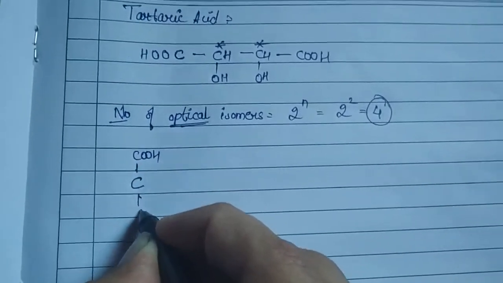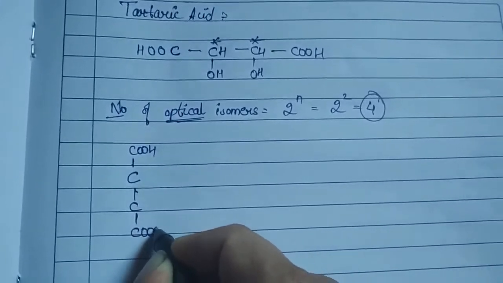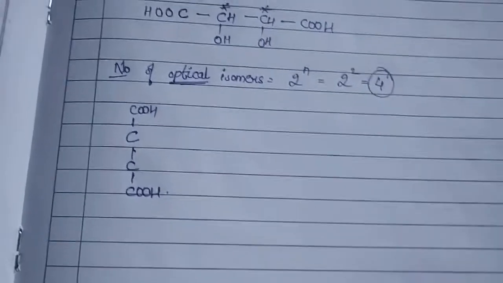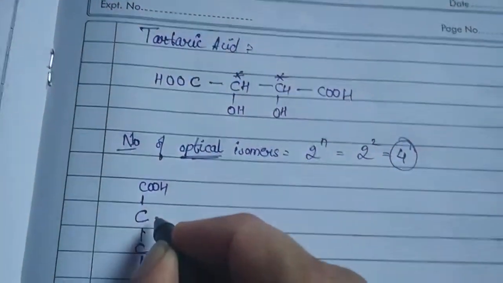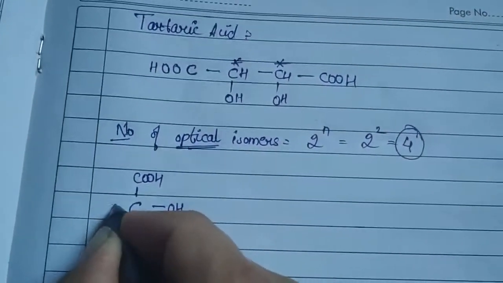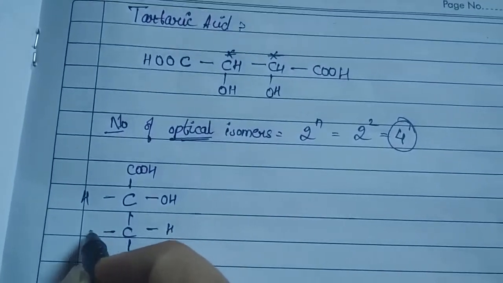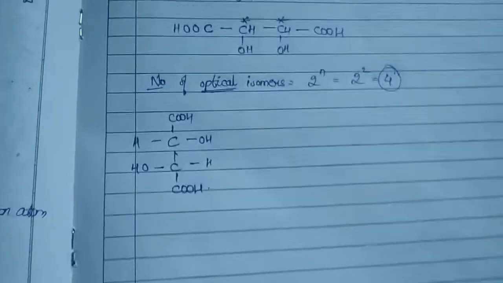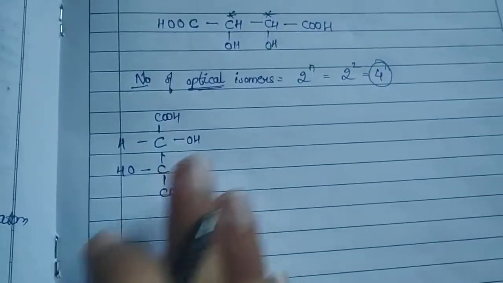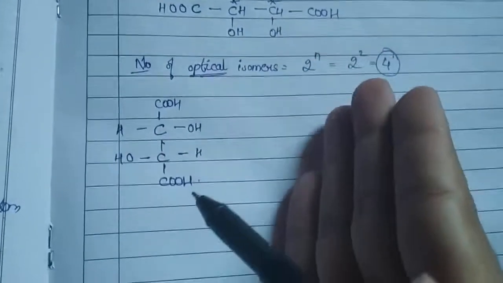COOH, COOH. Yes, then here I will be getting as what? OH, here one H, similarly here one H, and here one OH. Can you see? So this is one structure. Another optical isomer is its mirror image.